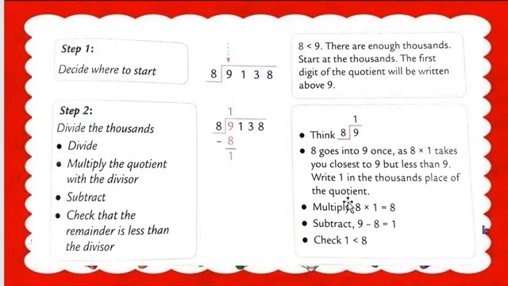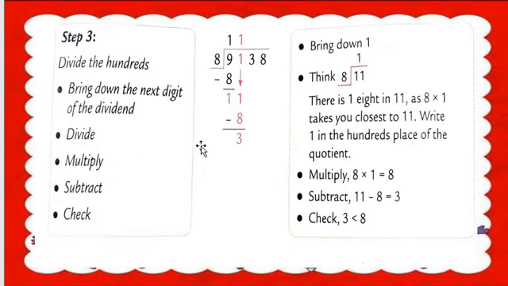Thousand place of the quotient. Multiply: 8 ones are 8. Subtract: 9 minus 8 is equal to 1. Like that, subtract, and then check whether 1 is bigger or 8 is bigger. Obviously 8 is bigger there. Okay, all students, what to do then after that? After step number 3 comes step number 4, and then 5.